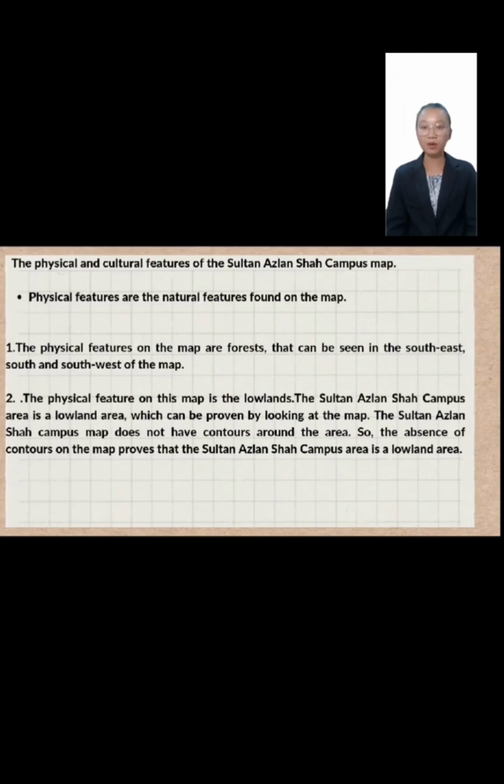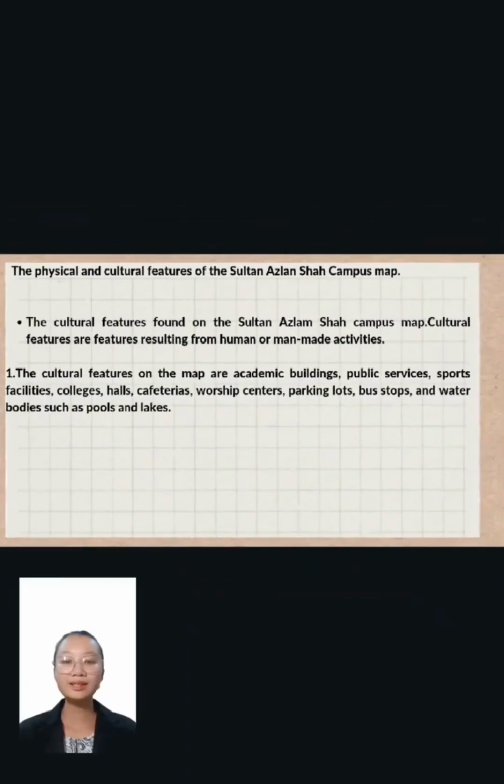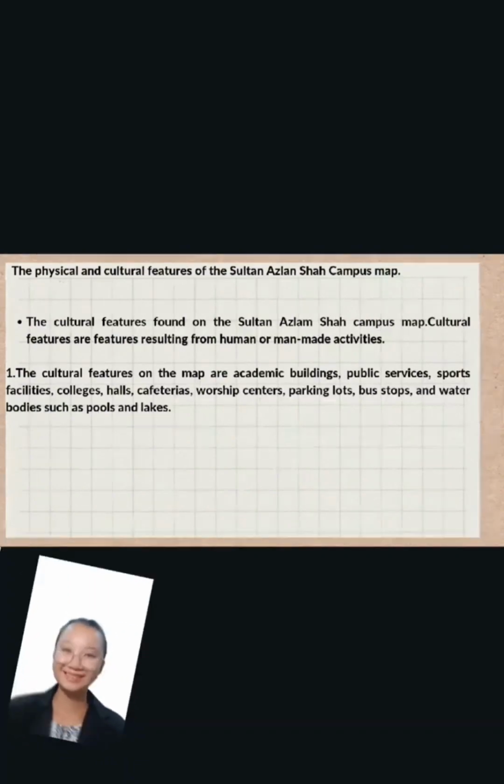The Sultan Azlan Shah campus map does not have contours around the area, so the absence of the contour on the map proves the Sultan Azlan Shah campus area is a lowland area. I will explain the cultural features on the Sultan Azlan Shah campus map. Cultural features are features resulting from human or man-made activities. The cultural features we can see on the map are academic buildings, public service, sport facilities, colleges, halls, cafeterias, worship center, parking lot, bus stop, and water bodies such as pool and lake.